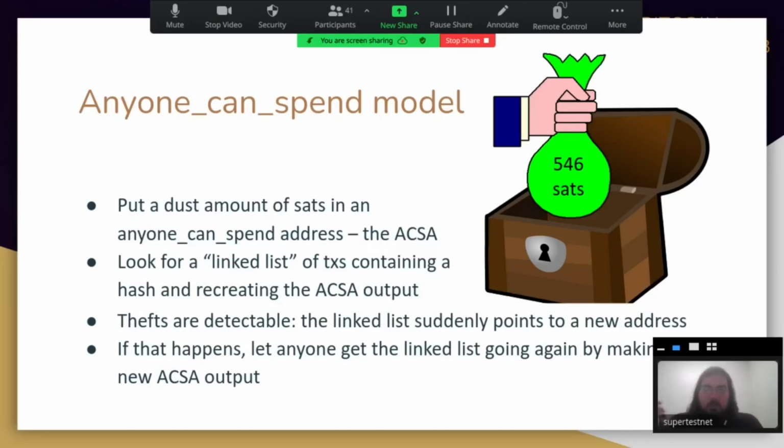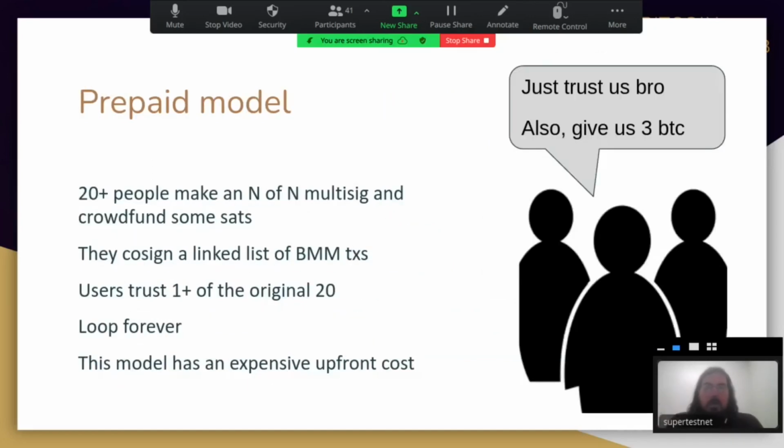That's the one I created and the one I'll be demoing at the end of this. But there's also a prepaid model. And in the prepaid model, it's more trusted. You can have any number of people do this, but say 20 or so people make a really big multi-sig, and they crowdfund some sats to go into it. Let's say they want to make enough blocks for this thing to last for 10 years. So they crowdfund like 3 Bitcoins or something, $60,000 should be enough to pay for fees for 10 years.